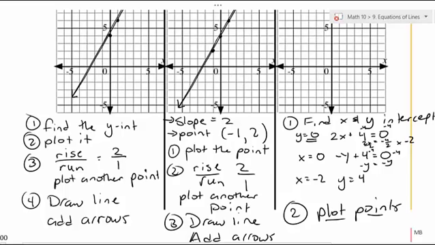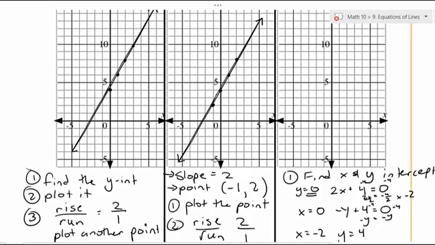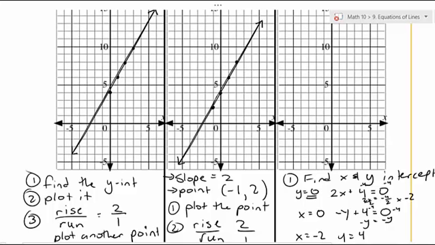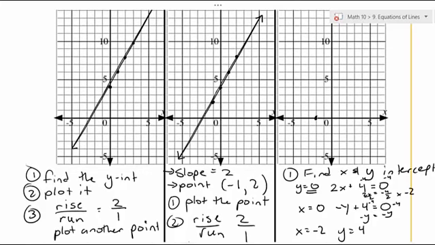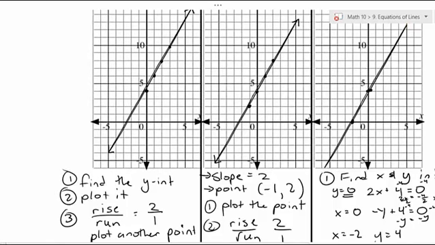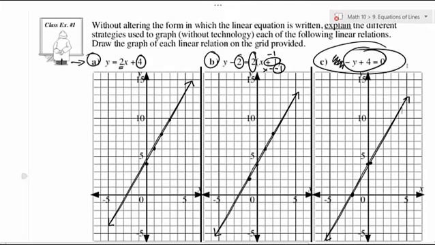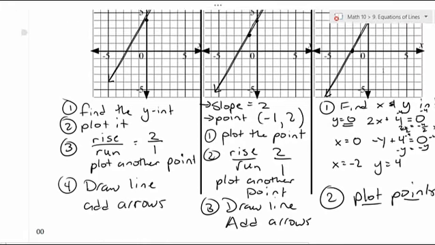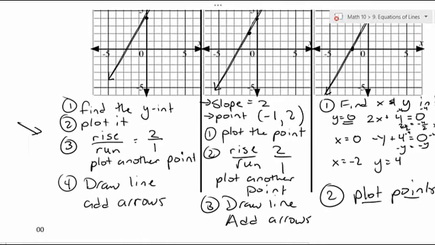So x is -2. Okay, so we go x -2, plot that point, and we go y equals 4. So if y equals 4, we plot this point right here. All we have to do now is draw a line between the 2 points. So here's our line, and we put arrowheads on either side, and we are done. So it's very easy, not a problem. All you need to do is follow these rules, and you can graph any equation.